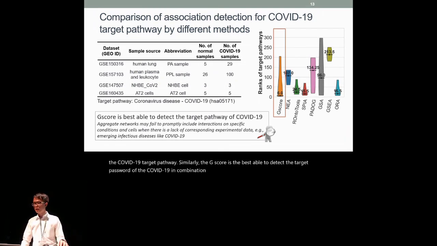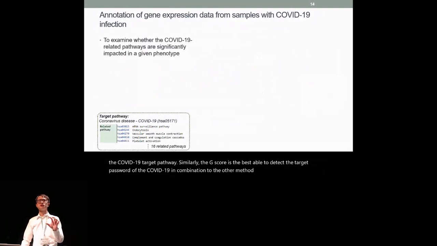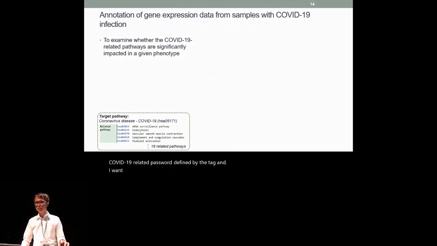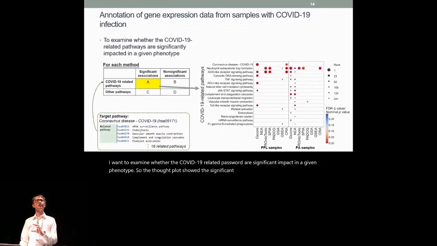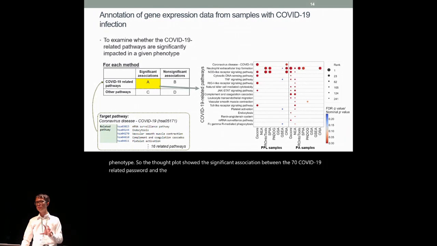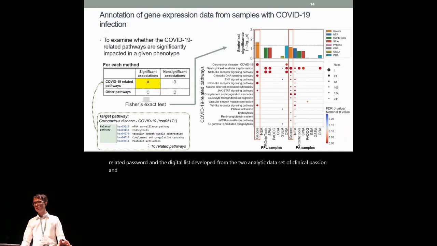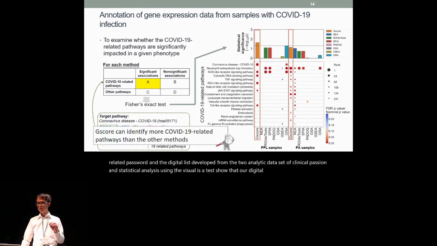Additionally, we collected the 17 COVID-19 related pathways defined by KEGG, and we want to examine whether the COVID-19 related pathways are significantly impacted in a given phenotype. The dot plot shows the significant association between these 17 COVID-19 related pathways and the DEG list derived from the 2 RNA-seq datasets of clinical patients. And statistical analysis using the Wilcoxon test shows that our G-score can identify more COVID-19 related pathways than the other methods.